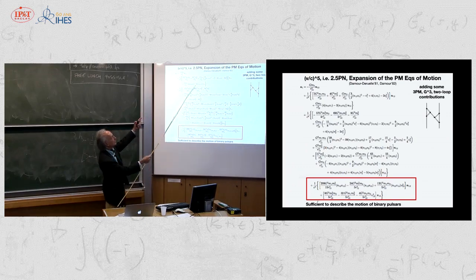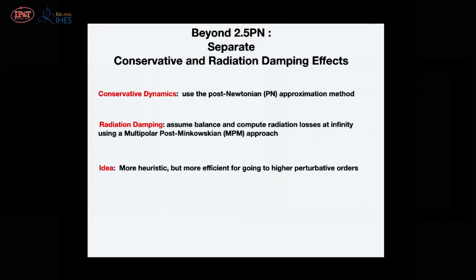So the interaction of two bodies is conservative, derives from a Poincaré invariant Lagrangian up to order V^4 over C^4. And the first term which violates the existence of a Lagrangian is at V^5 over C^5. And it comes from the retarded interaction between the two bodies.